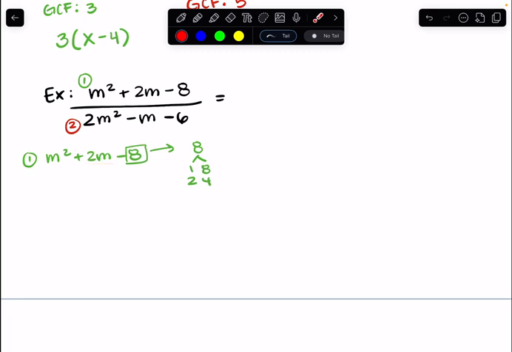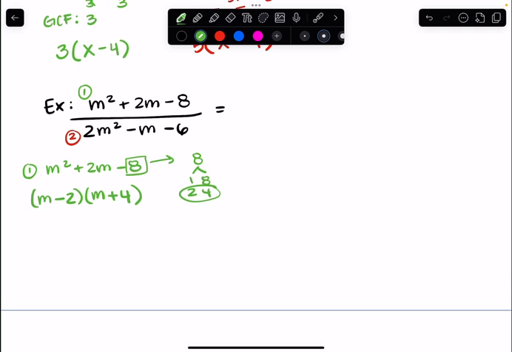All right, I know that 1 minus 8 isn't going to give me 2. 8 minus 1 won't give me 2. 2 minus 4 gives you negative 2. 4 minus 2 gives you positive 2. So we're going to go ahead and use this one right here. So set up your pairs of parentheses. We have m and m. I said 2 and 4. 4 minus 2. So that makes the 2 negative and the 4 positive. All right, so there is the numerator. So we have m minus 2 times m plus 4. All right, let's go ahead and do the denominator.